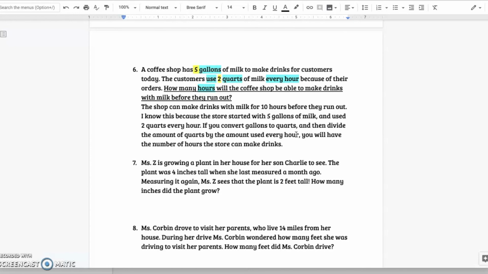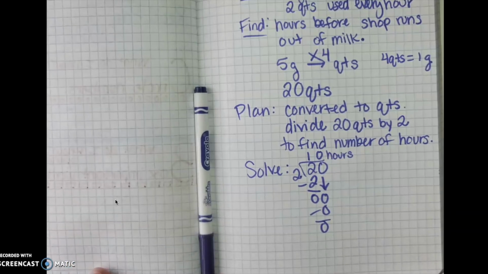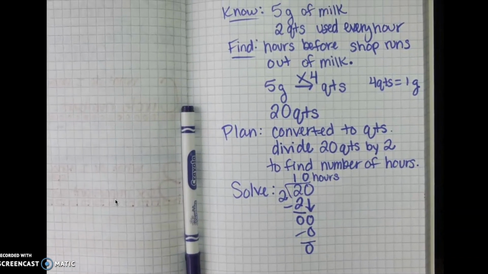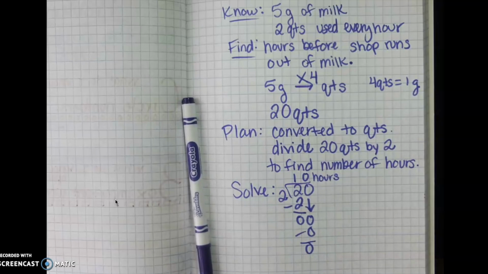Then I explained my evidence by saying this is what you do to those facts to get the answer. If you convert the gallons to quarts and then divide the amount of quarts by the amount used every hour, you'll have the number of hours the store can make drinks. I know that because I did all of the work right here. So all I'm doing is writing everything I did in words.